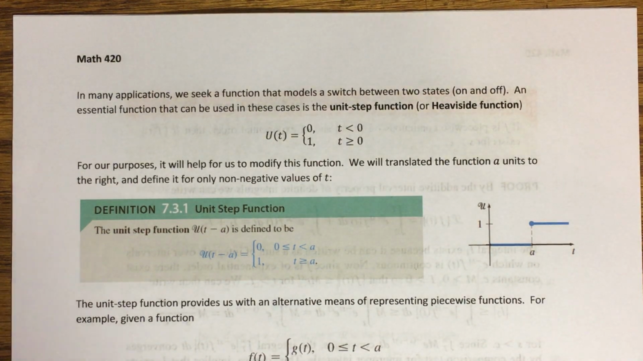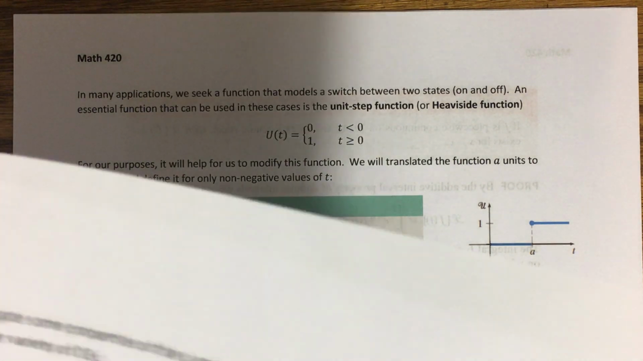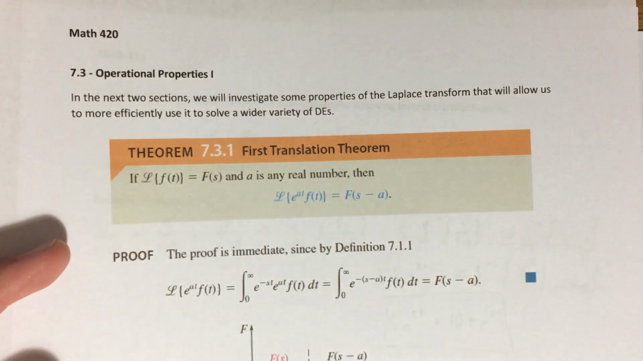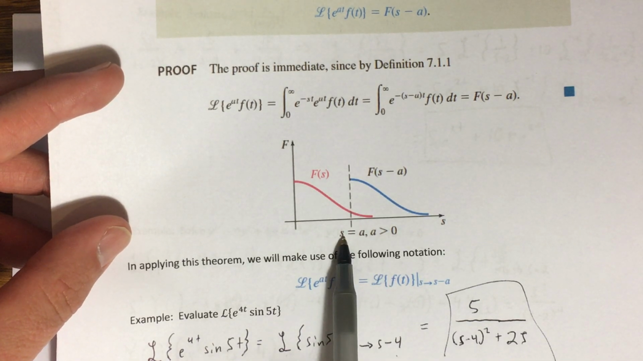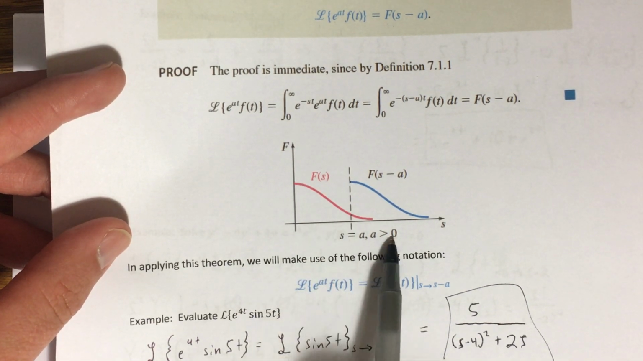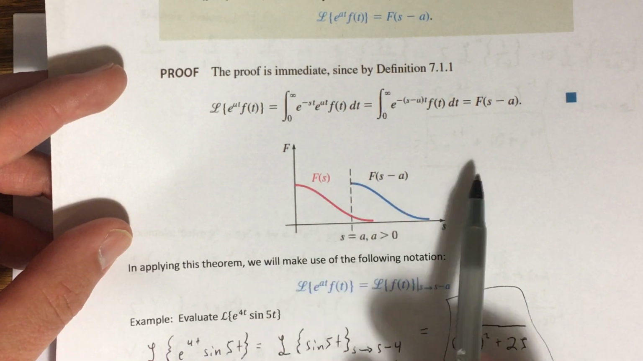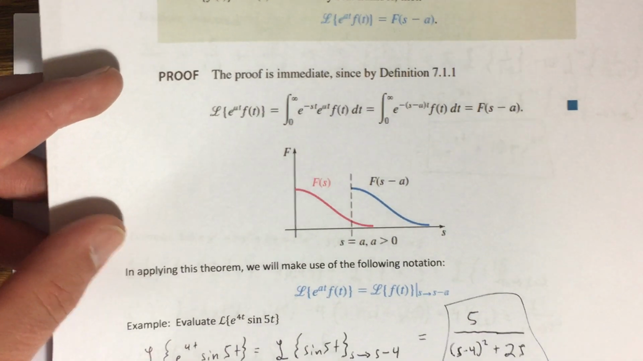Okay, so we are moving on to the second part of this section. Before we do that, if you were to read through the book and look at what we just talked about, the first translation theorem, they call this translation on the s-axis, and that's apparent from this graph right here, where the curve for f of s was shifted a units to the left, but we did that by substituting s minus a. So s being the variable, it's shifting along the s-axis, if you think of it in those terms.